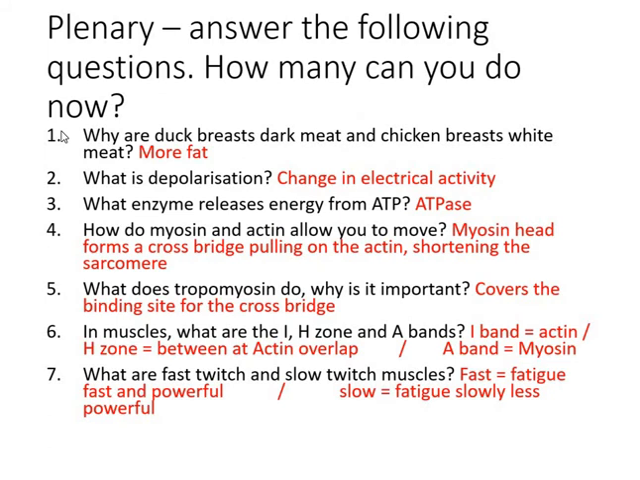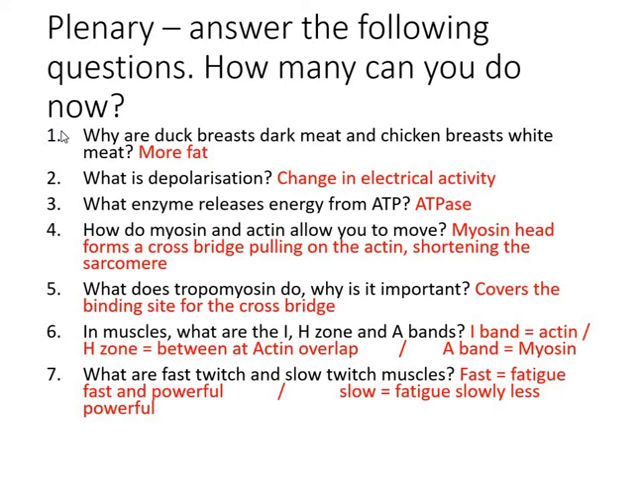So there's more fat in duck breasts, in duck meat. What is depolarization? Well, that's the change from being polarized in the electrical activity. What enzyme releases energy from ATP? Well, it's ATPase found in the myosin head. How do myosin and actin allow you to move? Well, the myosin head forms a cross bridge, pulling on the actin in a power stroke, and that shortens the sarcomere.